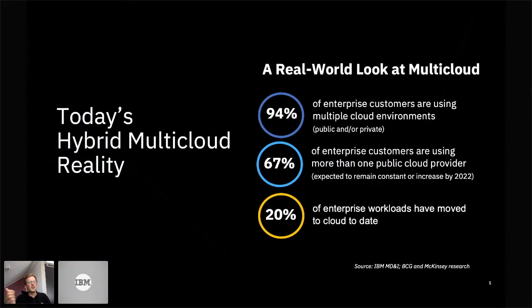If you take a look at the numbers today, from a study by BCG and McKinsey, you can see that enterprises are already using the cloud in one way or the other, be it public, private clouds, or some on-premise solutions integrated with them as well. But 94% of enterprises are already using some kind of cloud. And the point is, already two-thirds of all enterprises are using more than one public cloud provider.